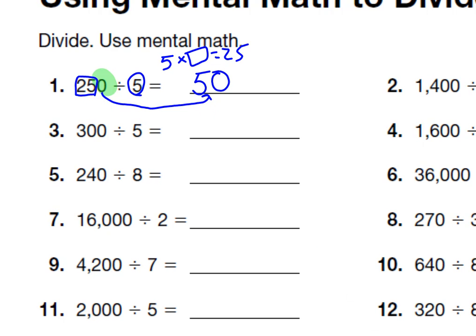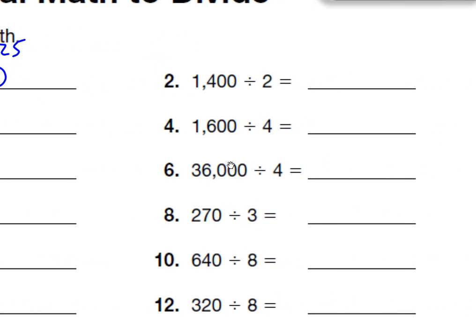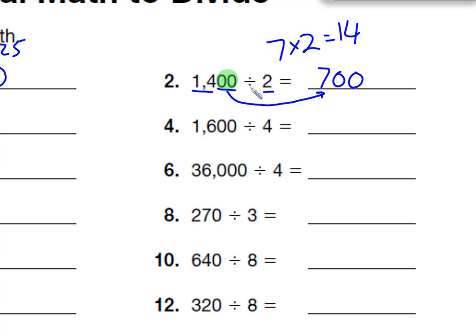Okay, let me go ahead and do a couple other ones with you here. Number 2, 1,400 divided by 2. We're going to go ahead and we're just going to get rid of those two zeros for right now. And we're going to stick with 14 divided by 2. Well, I know that 7 times 2 equals 14. So, therefore, 14 divided by 2 has to be 7. But remember those two zeros, we have to make sure we put them back in. So the answer to 1,400 divided by 2 equals 700.